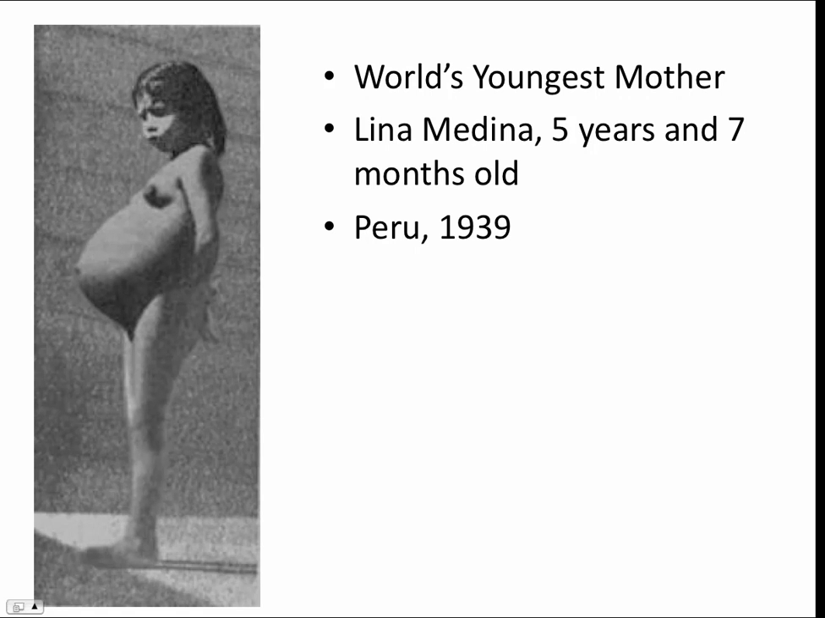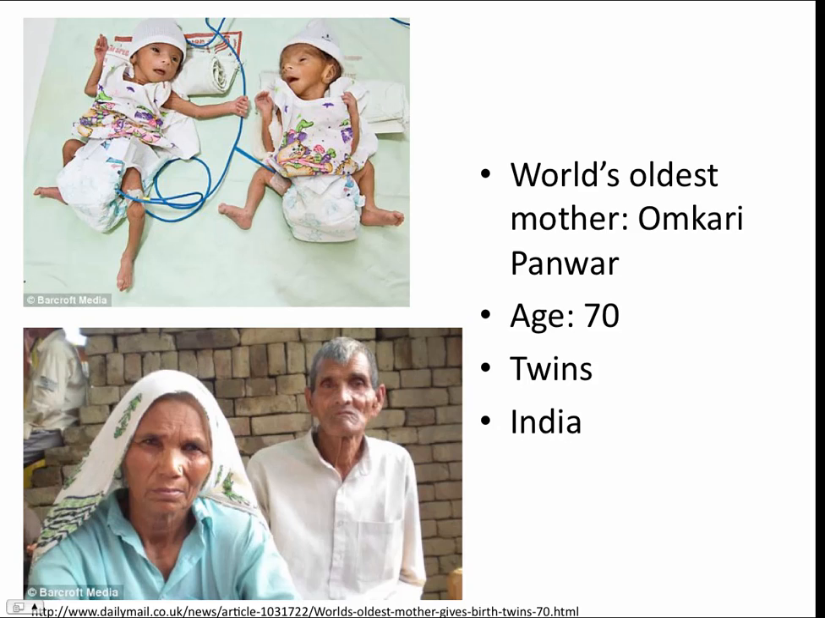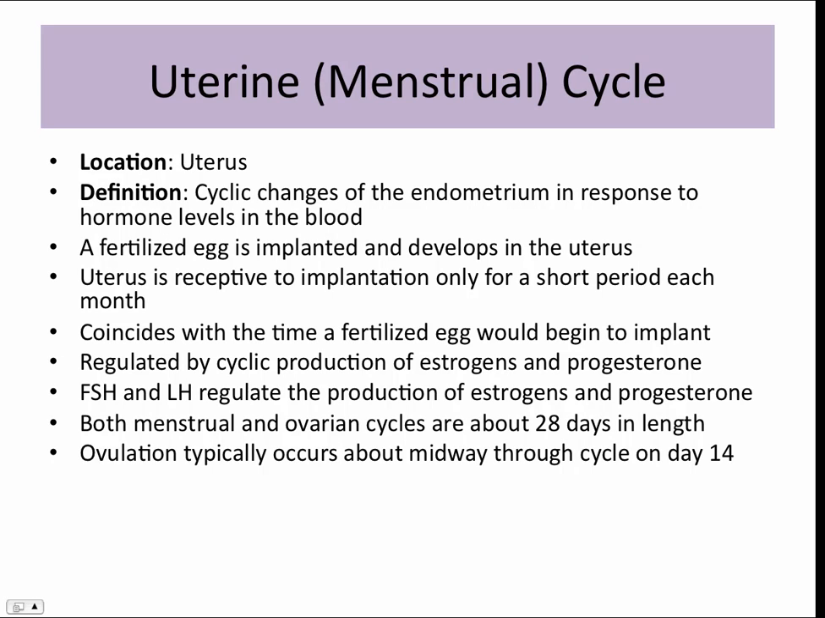Okay, more Guinness Book World Records. Youngest mother, Lena Medina, at 5 years and 7 months old, she was pregnant. And it's pretty sad because the children get raped by family members, so she actually was impregnated by her uncle. But on the flip side, the oldest mother is Amkari Panwar, also from India. She was 70 years old when she had twin babies. So, crazy, right? Old age, still going for it.